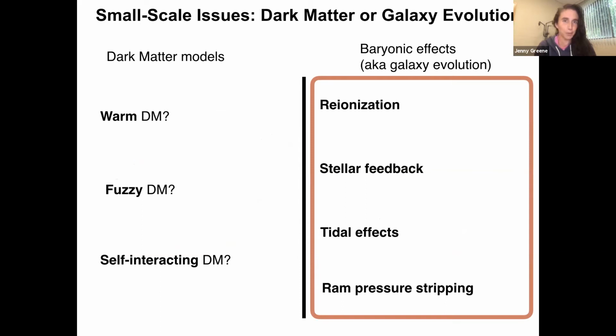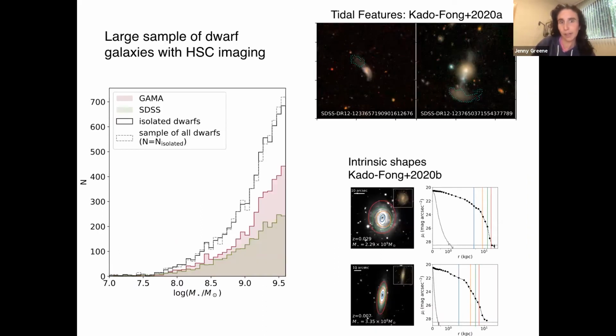I would like to spend a bit of time really focused on questions of stellar feedback and other baryonic effects that might impact dwarf evolution. And this is really coming to Erin Cadeau-Fong's thesis. She's been focused on using this sort of exquisitely deep and high spatial resolution imaging from the Hyper Suprime Camera Survey, and she's quite interested in dwarf galaxy evolution, but still limited to spectroscopic samples of dwarfs from SDSS and GAMA.